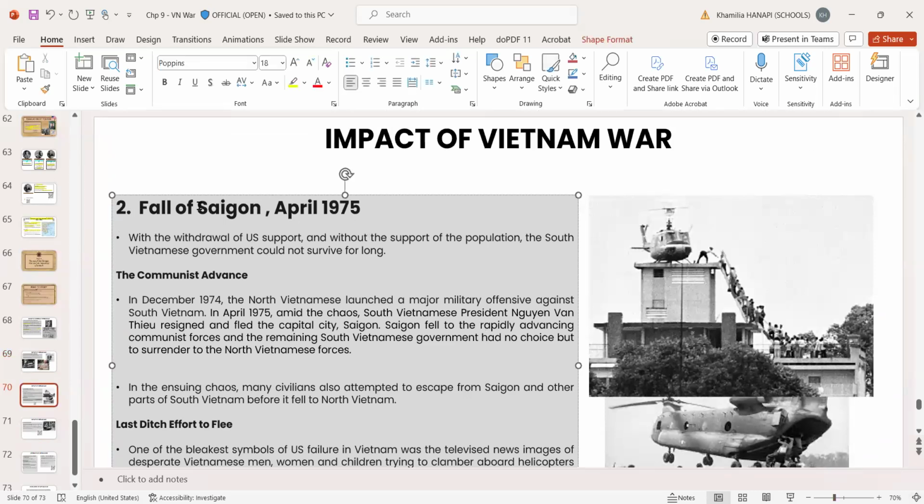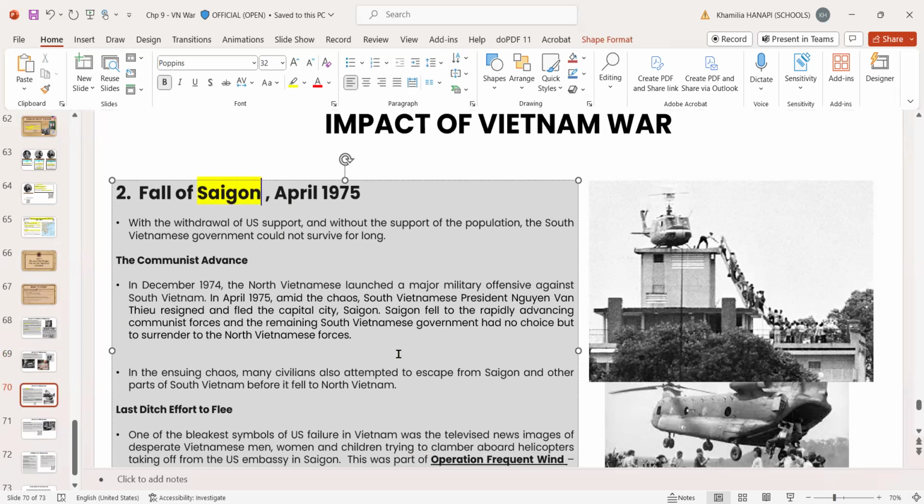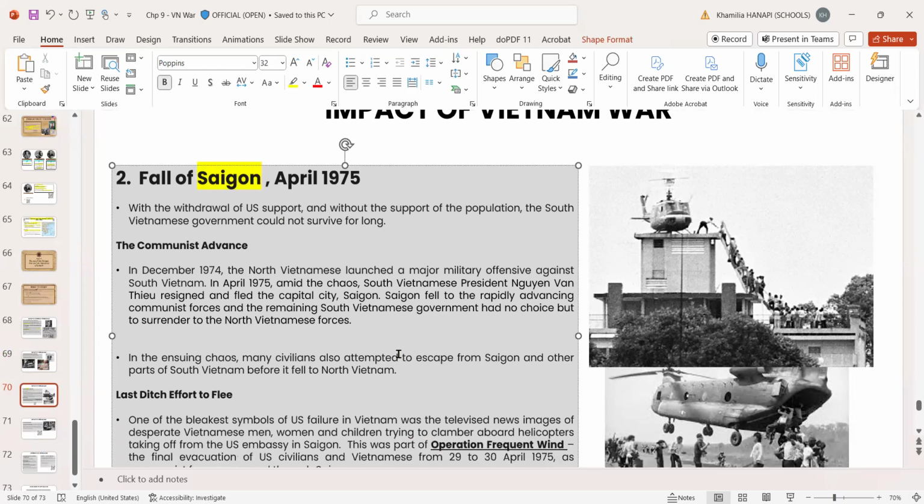Fall of Saigon. Remember Saigon? Saigon is the capital of South Vietnam. Because there was no more US support, the North Vietnamese literally launched a major offensive against the South Vietnamese. That means they went ahead to conquer. In April 1975, the South Vietnamese president resigned and fled away, ran away.